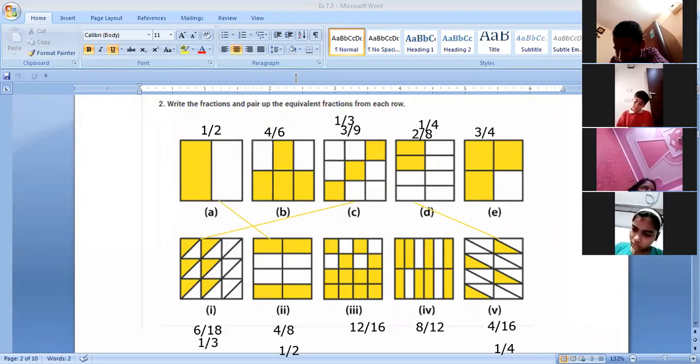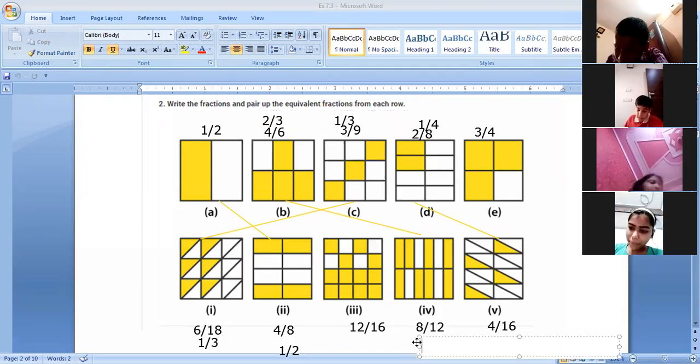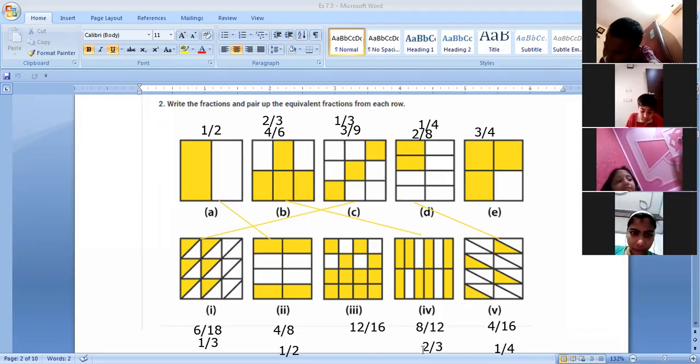Let's see the next one. B. B is matching with the fourth part. How? When you cut this number, you are getting 2 by 3. And this number also, 4 twos are 8, 4 threes are 12, 2 by 3. So B is matching with the fourth one.